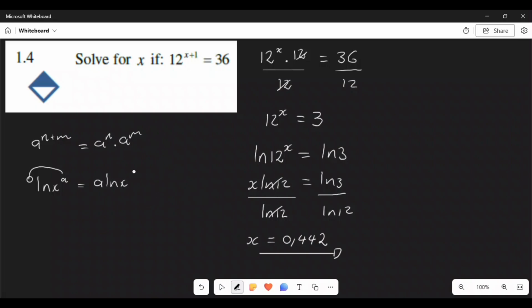All right, guys, so this is the rest of question 1. I hope you guys managed to understand it. I hope you managed to get the total marks for question 1.